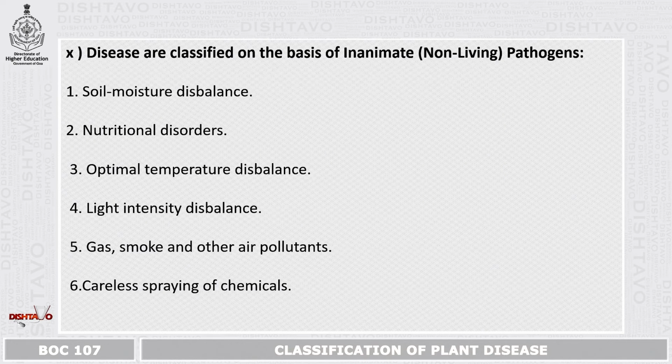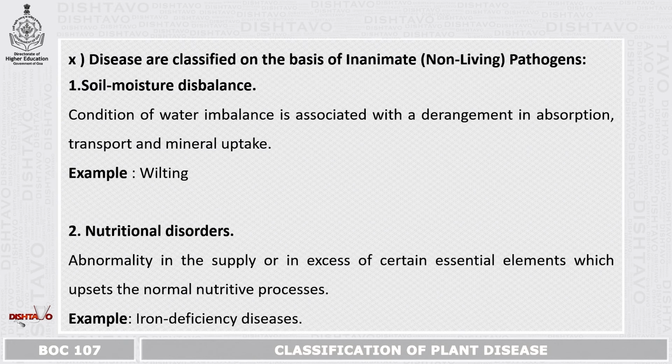Next we have diseases classified on the basis of inanimate, non-living pathogens. Here first is soil moisture imbalance diseases, nutritional disorders, optimal temperature imbalance diseases, light intensity imbalance diseases, gas, smoke and other air pollutants, and also the diseases caused by careless spraying of chemicals. So we are going to study each in detail.